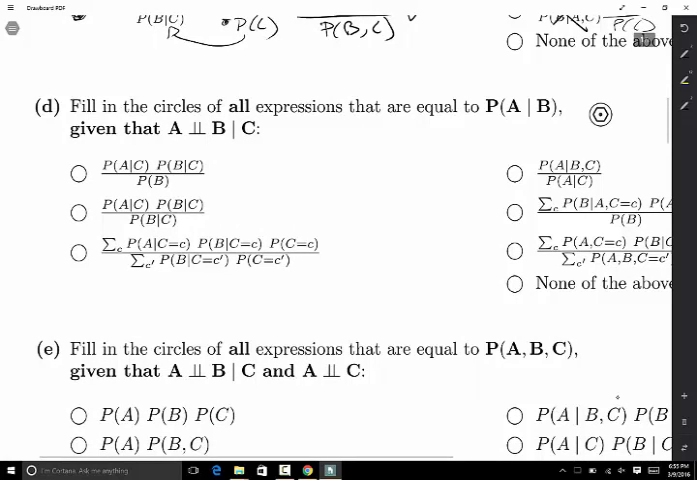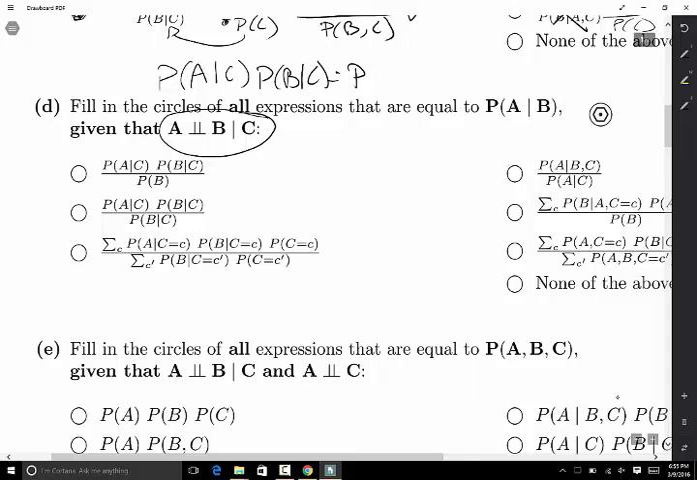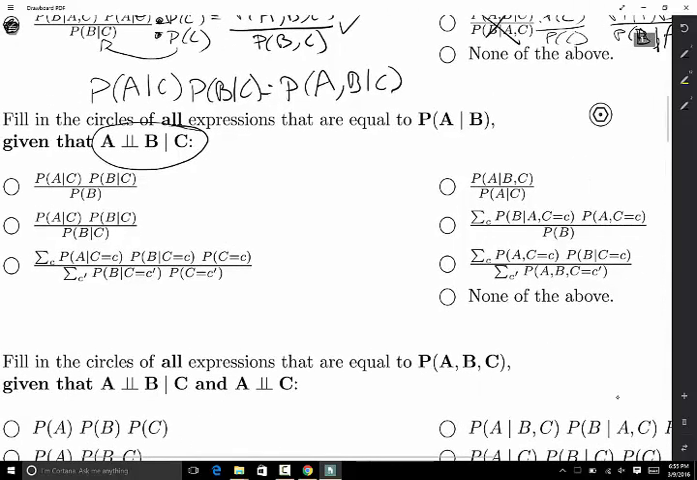For part D, we're now given that A is independent of B given C. So as a reminder, that means that P of A given C times P of B given C equals P of A and B given C. It also means that P of A given both B and C is equal to P of A given only C, since it's independent of B as long as C is around.